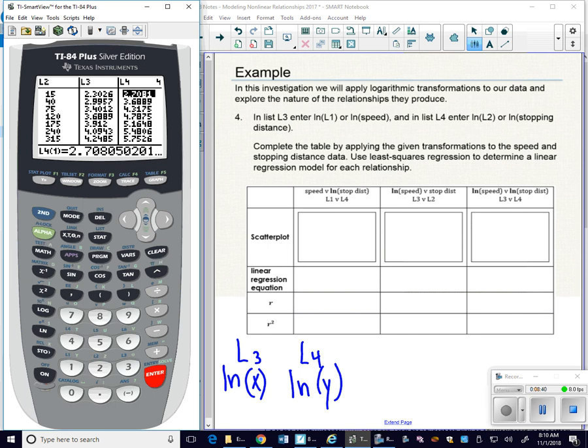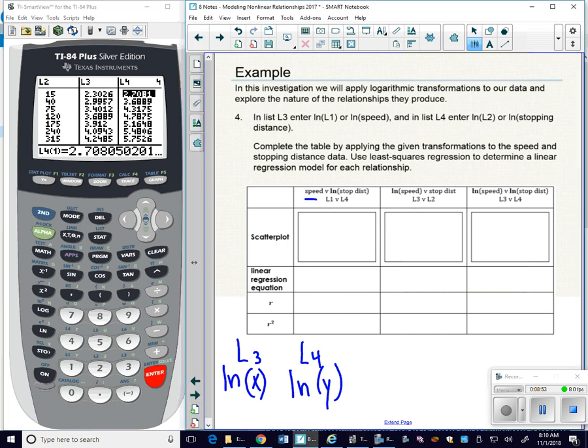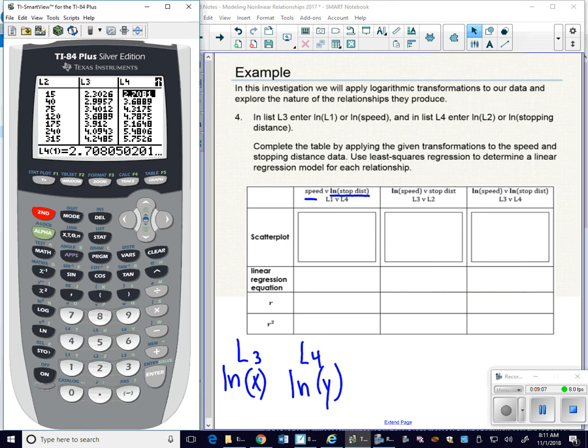So let's look for a model first, and then we'll talk about what to do with the model once we find it. The first thing you're asked to do is to create a scatter plot. This is the first activity. We want to do speed versus the natural log of the stopping distance. That means the original speed values are in list 1, and the natural log of the stopping distance we placed in list 4. So I'm going to go back to my scatter plot.